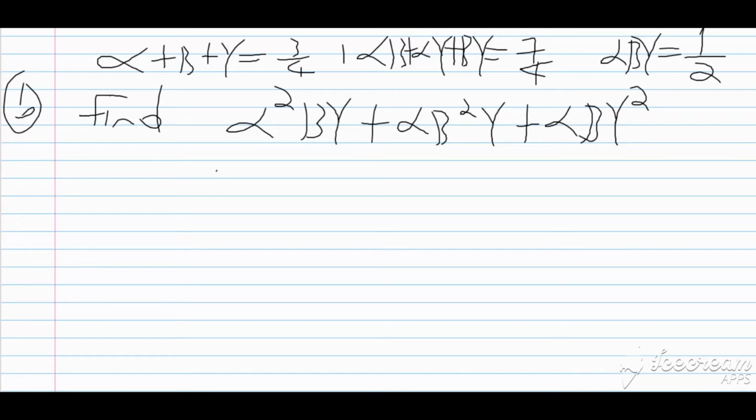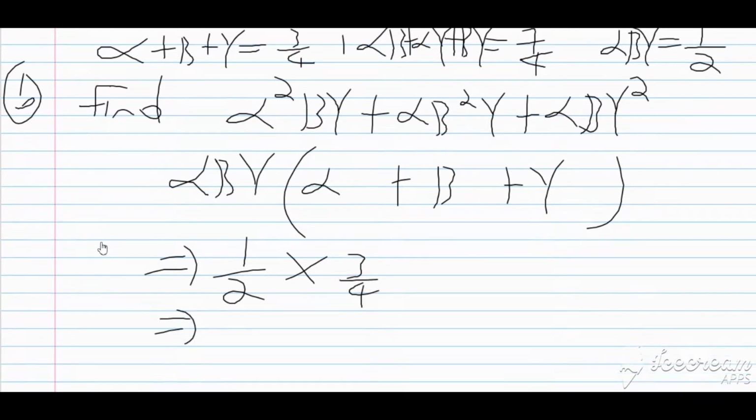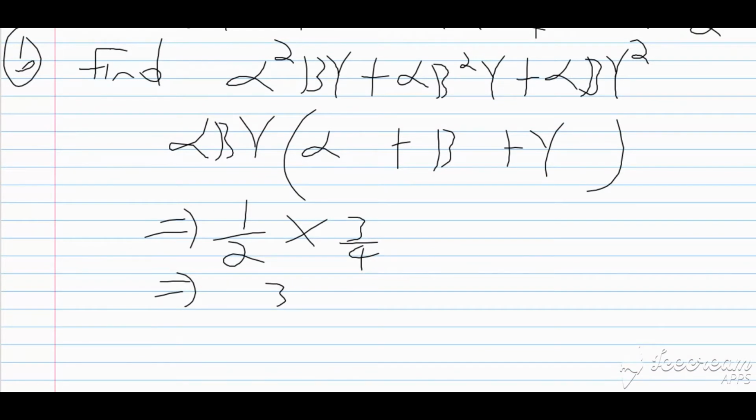Now, by just looking at this term right here, I would notice that all three terms have alpha, beta, and gamma in them. All right. And what do I do when something is common? I factorize it. So we could factor out an alpha beta gamma. Now, what happens when I factor out an alpha beta gamma? I'm going to have alpha plus beta plus gamma left. Now, do we know what these are? Yes, I know what the product of the roots is. It is equal to a half. And I know what the sum of the roots is. It is equal to 3 over 4. So when I break this down, I am going to end up with 3 over 8.